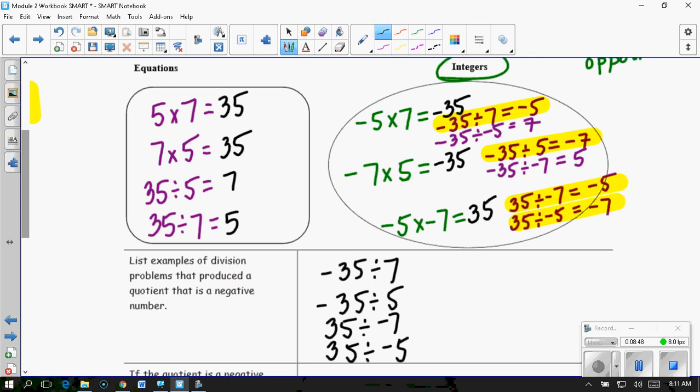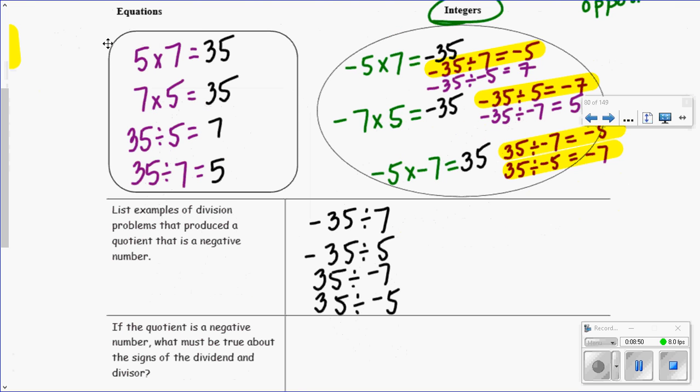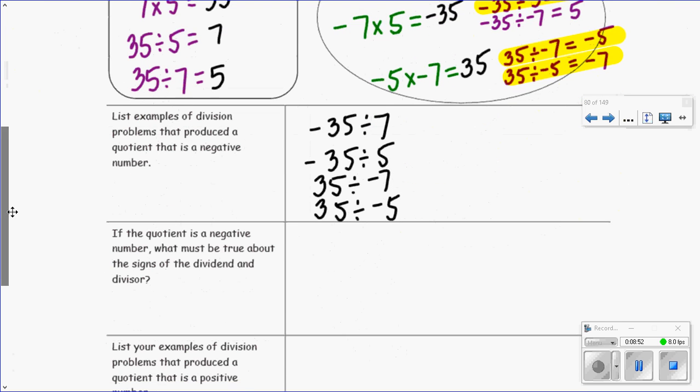Okay, so what do you notice about all those? If the quotient is negative, that means the answer. Remember, quotient is answer to a division problem. And I know you wrote it down because I wouldn't stop and write it down if it wasn't important. Okay, answer to a division problem.